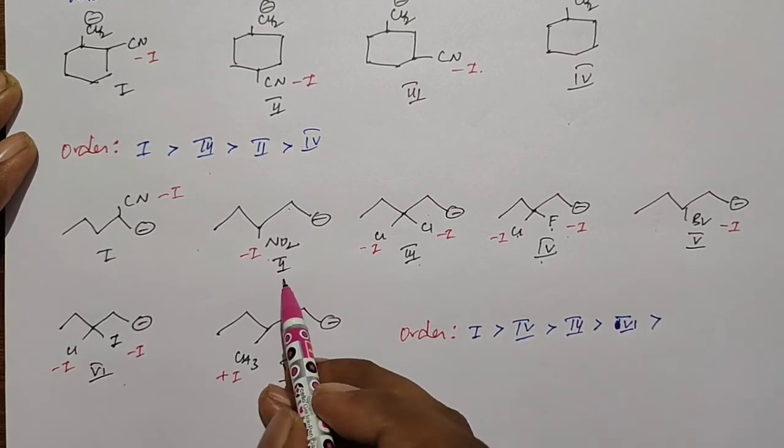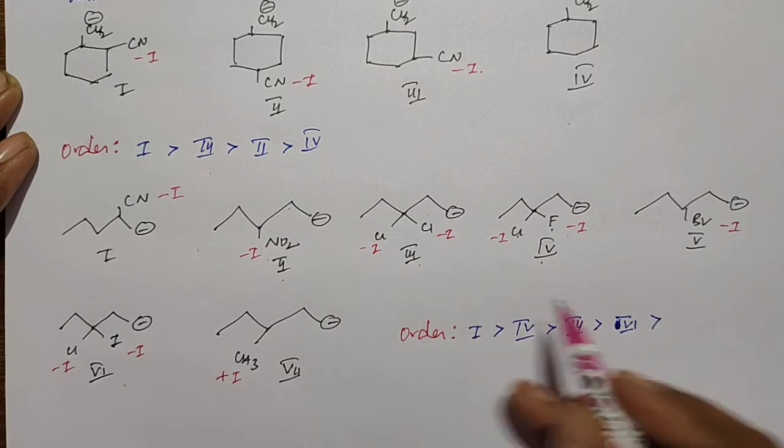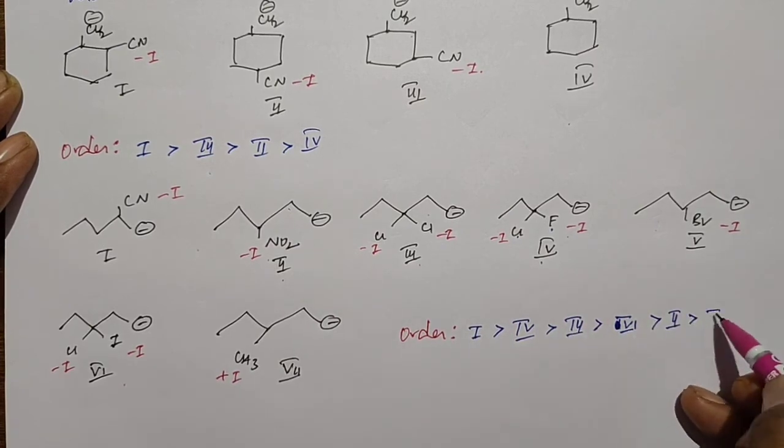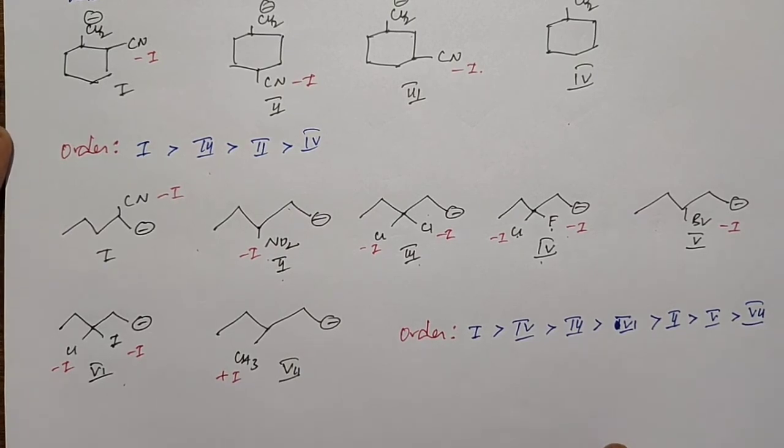After that we need to compare the second and fifth structures. Between NO2 and bromine, NO2 has more minus I power. So the next position is the second structure, after that the fifth one, and at last is the seventh one. So this is the order of stability of the given carbanions based on the inductive effect.